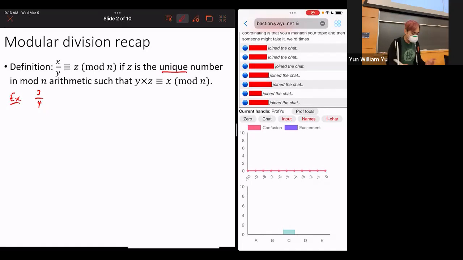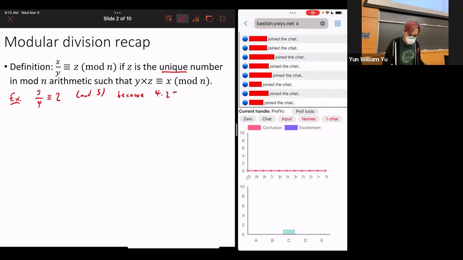Anyway, so 3/4 is congruent to 2 mod 5, because 4 times 2 is equivalent to 8, which is equivalent to 3. And this is true only for 2. Let's give another one while we're here.